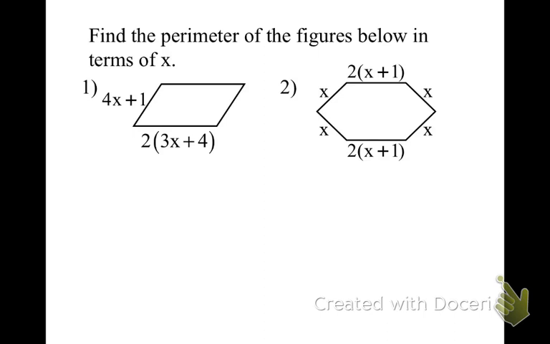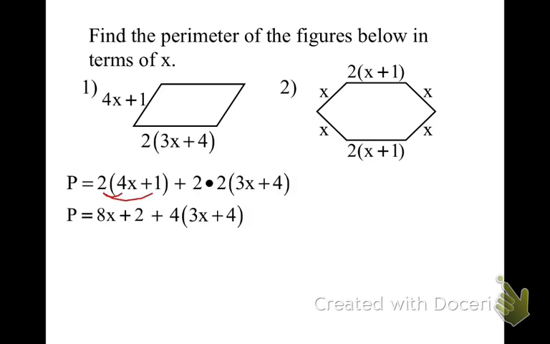Pause the recording, try the next two on your own. All right, well, if this side equals 2x and this is a parallelogram, which it's looking like, then that means this side must be equivalent to this side. And this side must be equivalent to this side. So really we're doing 2 times 4x plus 1 and 2 times 2 times 3x plus 4. And then we distribute and combine like terms.